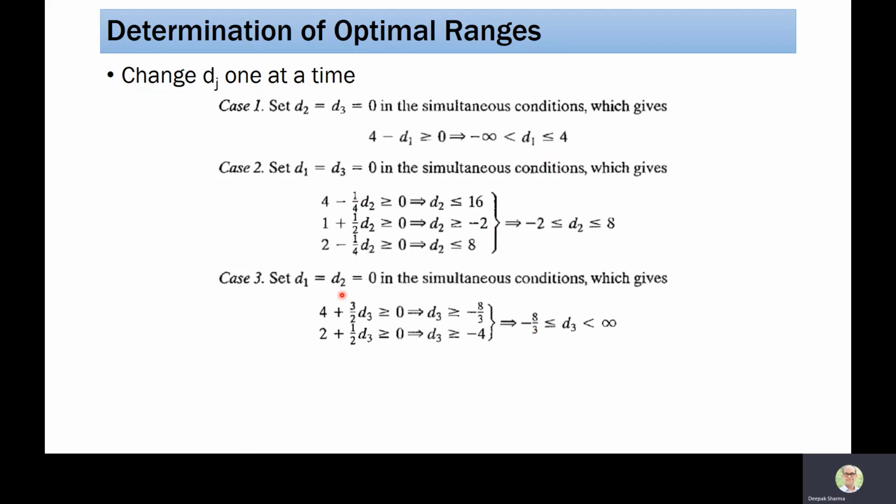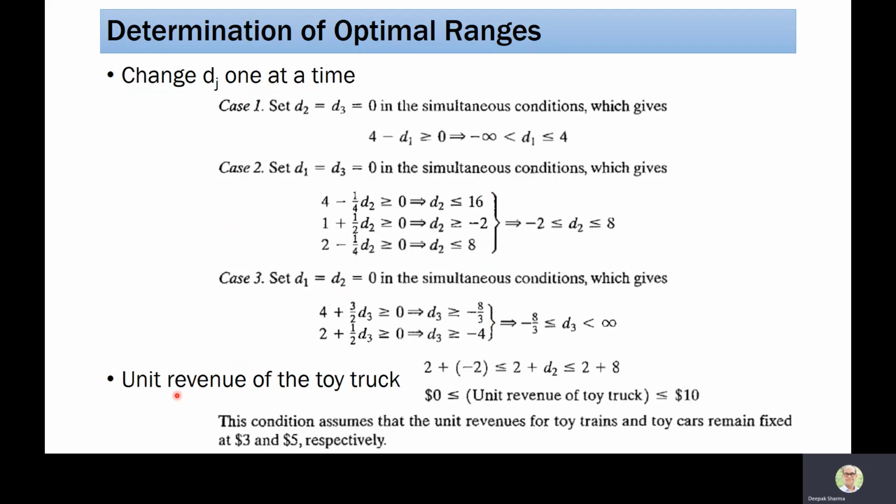Here, you have to understand that if I'm finding this particular range, say case 1, this says that if D1 is lying between this, our optimum solution will remain the same, meaning the value of x1, x2, x3 will remain the same. Similarly for case 2 and case 3. Now, unit revenue of a toy truck. Now I'm coming back to the previous question: can we make our x1 variable profitable?